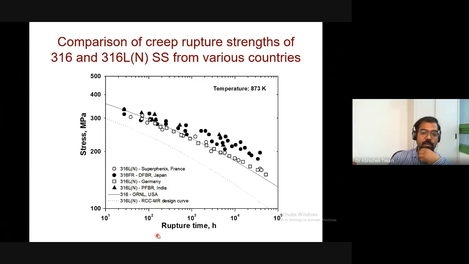And when we plot the rupture time versus the stress, we have to do a lot of tests, and you can then plot. So here in this plot, you have LN316, you have FR316, which are different grades of 316, a stainless steel. All of these are different grades of the same steel, which is used in different places. So they must have different amounts of impurities, and the manufacturing will be a little bit different.